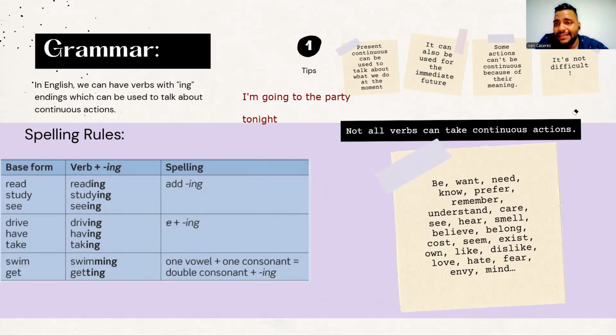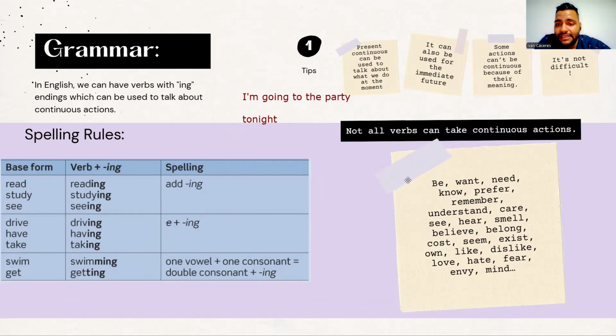And then it says that some actions cannot be continuous because of their meaning. This is really important, and you should not forget that some actions cannot be continuous because of their meaning, because there is not a gray area or there's not a continuity in the action. Okay? Why is that? Because you have some verbs that indicate things that are not meant to occur with a continuity. They either happen or they do not happen. Okay? But there's no gray area.